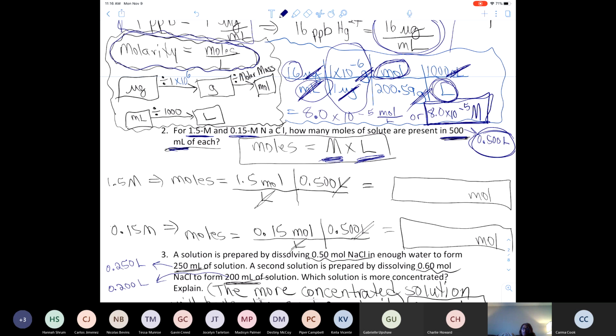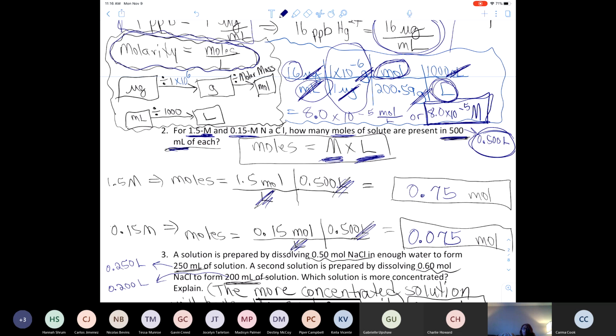So we know molarity and we know liters, so we can calculate moles. So for the first solution, the moles is going to be 1.5 times 0.5, which gives us 0.75 moles. And then the second one would be 0.075 moles. In each case, the liters cancel. And knowing that the 1.5 molarity, that's 1.5 moles per liter.